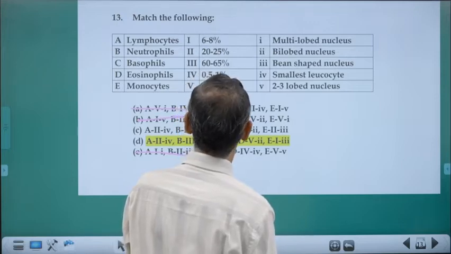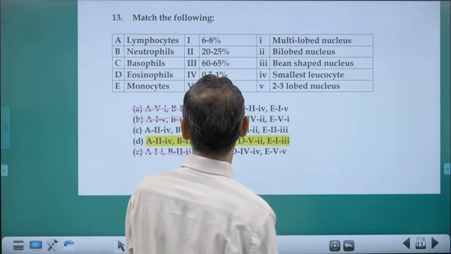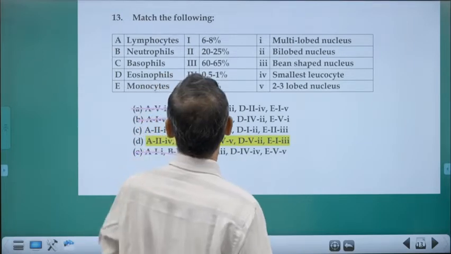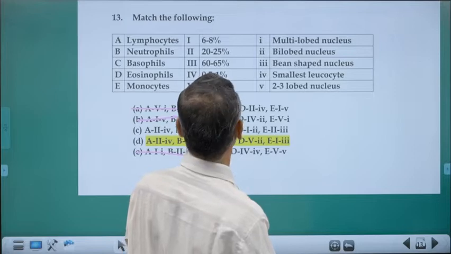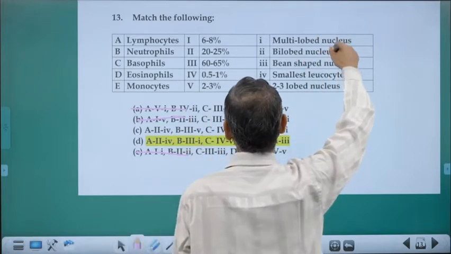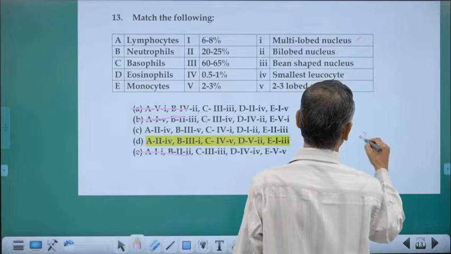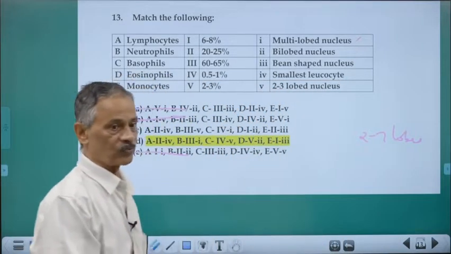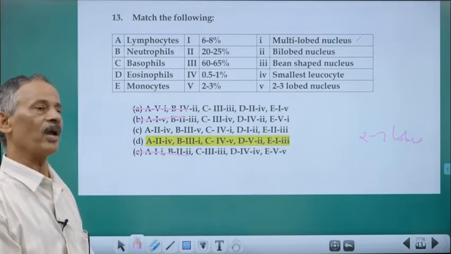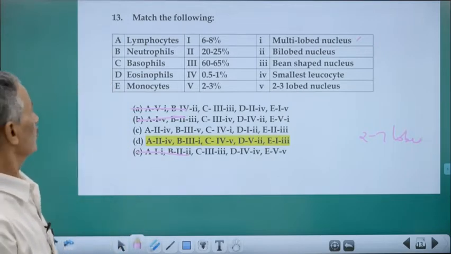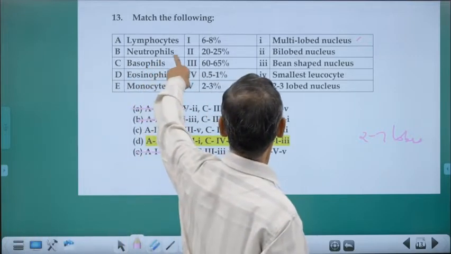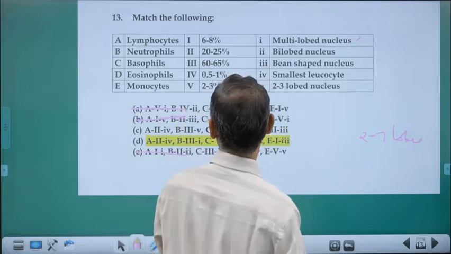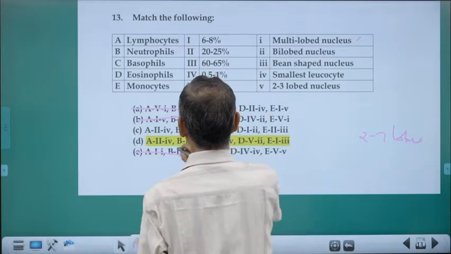Neutrophils are the most abundant, 60 to 65%. What is the function? They are the macrophagic cells with a multi-lobed nucleus. That is why they are called polymorphonuclear neutrophils, with 2 to 7 lobes. Some cells will have 3, some will have 5, like that. So polymorphic. So for neutrophils, B should be 3 and 1. So immediately we came to the final answer.